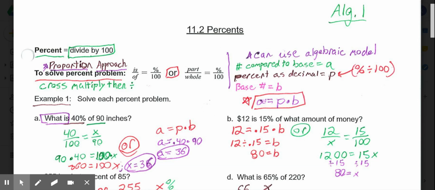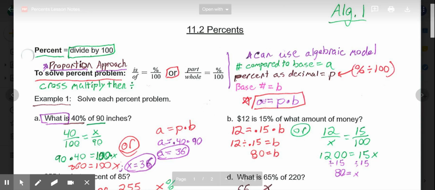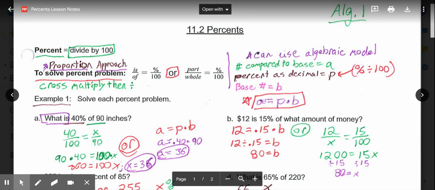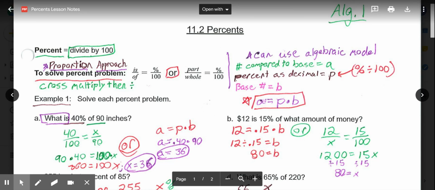Now, you'll see in the notes that I have two different approaches noted here, an algebraic approach on the right. For this lesson, we're not going to worry about this algebraic model, so you can ignore the parts that are the A equals PB piece. We're just going to focus on the piece on the left here, the proportion approach. In our last lesson we just covered ratios and proportions, so please make sure you cover that lesson and practice before moving into the percents lesson. But proportion approach to solving any percent problem.